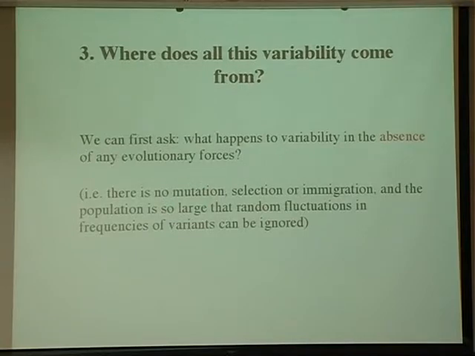So mutation, random changes in the DNA sequence, are one such force. DNA sequence does not replicate perfectly. Sometimes errors are made. That's a mutation. Selection, we've heard quite a lot about, so I don't need to belabor that. Or you can have immigration of individuals into the population. And finally, if the population is maybe small in size, frequencies fluctuate randomly from one generation to the next.